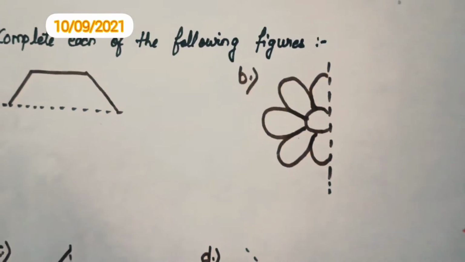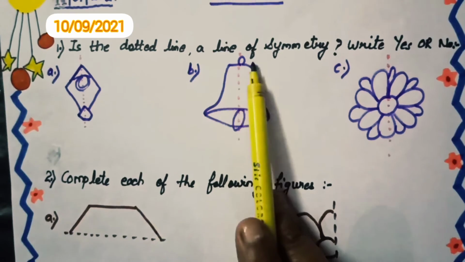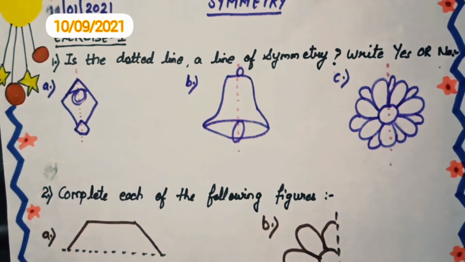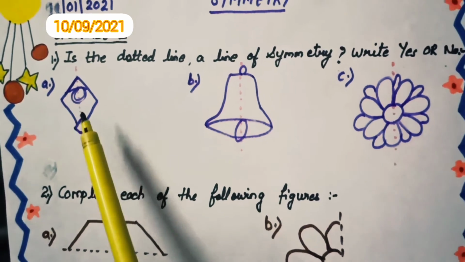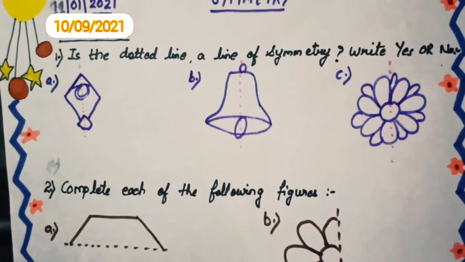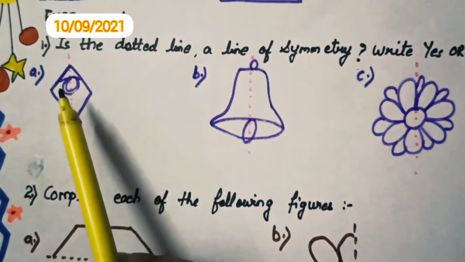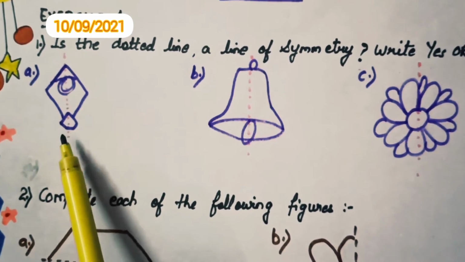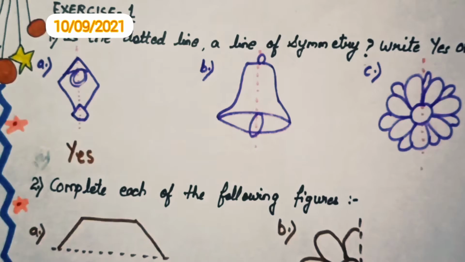Okay, now let us move on to exercise 1. Question number 1 says, is the dotted line a line of symmetry? Write yes or no. So what we have to answer in this question is whether the lines given over here are symmetrical lines or not. So we have to just imagine, or think about, whether this line is dividing the whole figure into equal parts. Yes. Okay, so we will write yes over here.